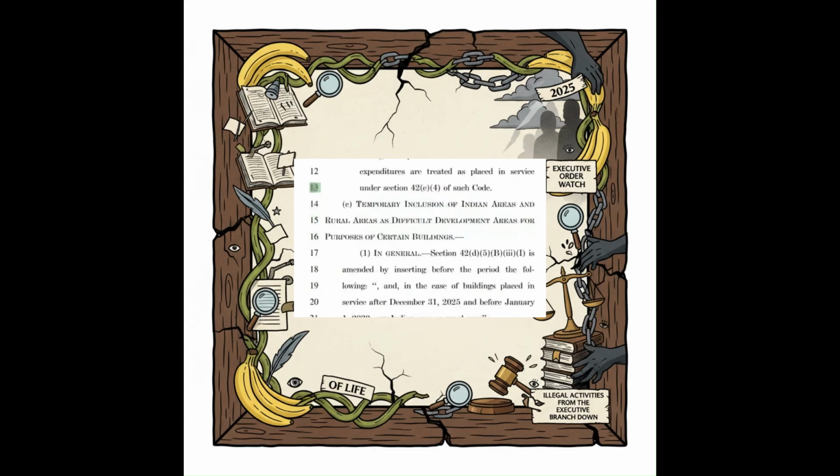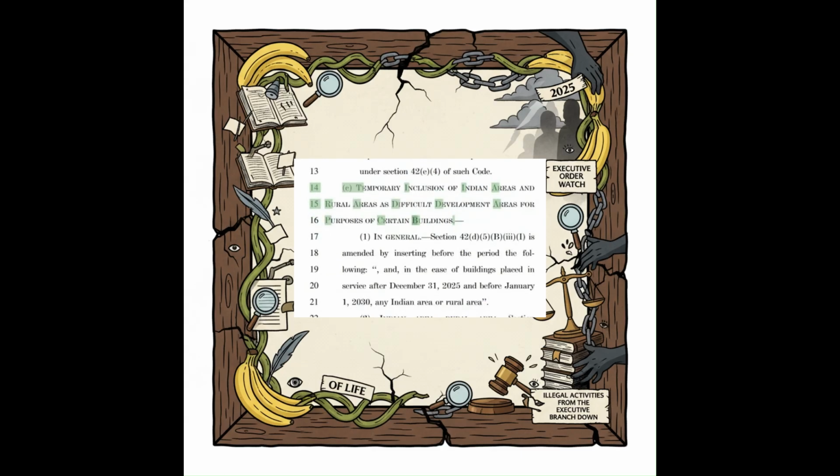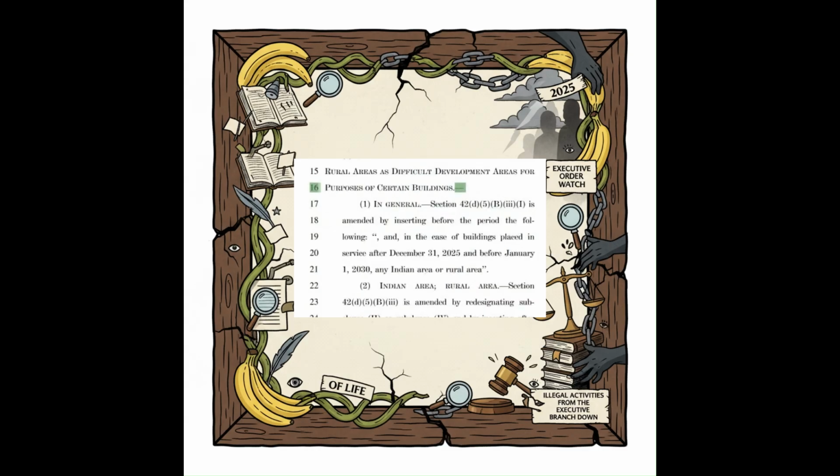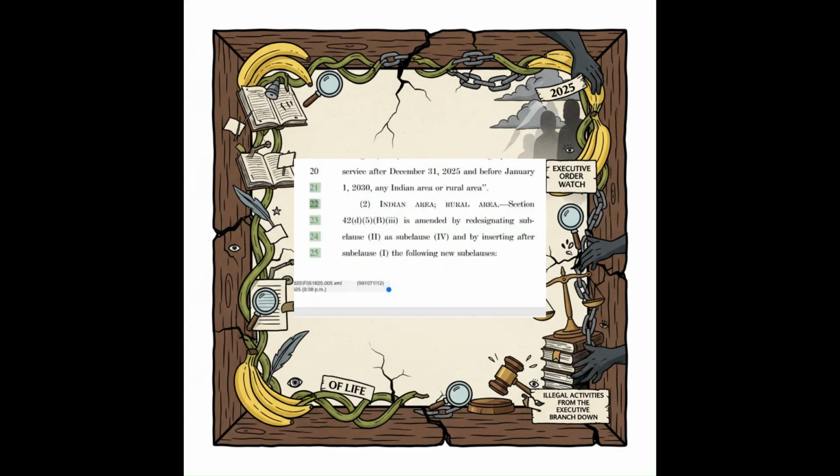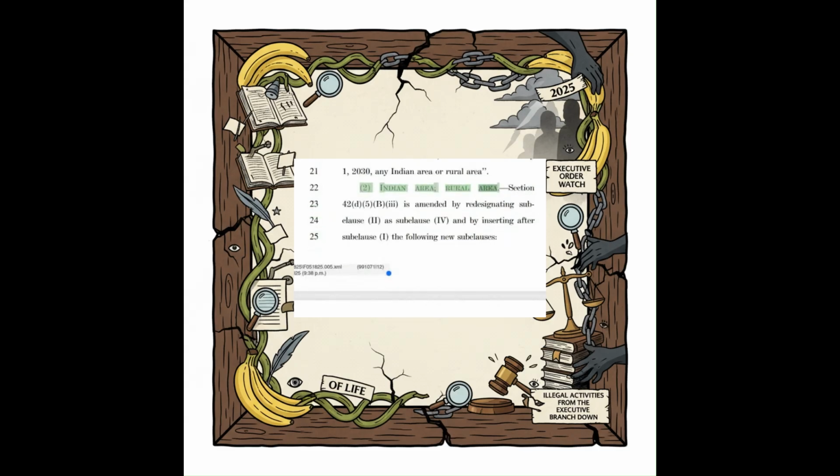Section 42 is amended by inserting before the period the following: and in the case of buildings placed in service after December 31, 2025, and before January 1, 2030, any Indian area or rural area. Indian area, rural area.